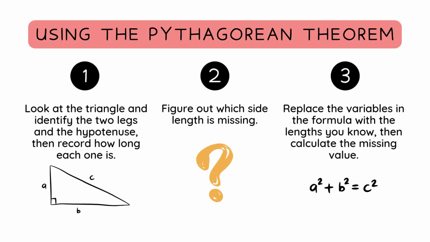Using the Pythagorean theorem. There are 3 easy steps to solve the Pythagorean theorem. Step 1. Look at the triangle and identify the two legs and the hypotenuse, then record how long each one is. Step 2. Figure out which side length is missing. Step 3. Replace the variables in the formula with the lengths you know, then calculate the missing value.